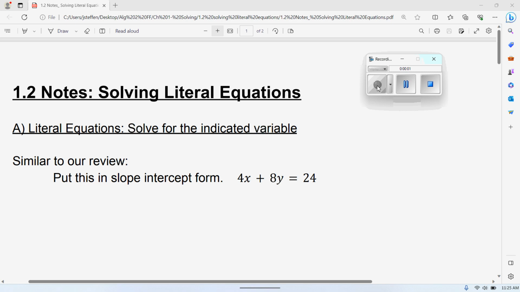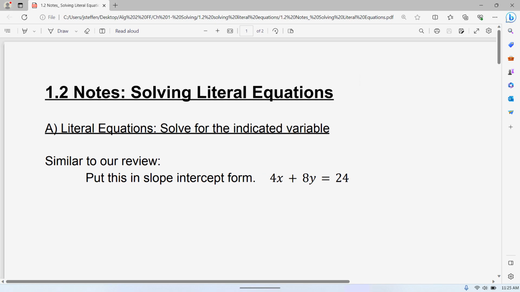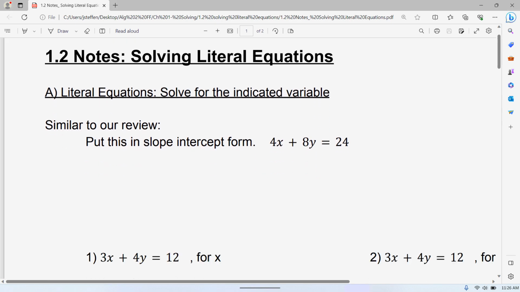We're going to start the next lesson. This is section 2 in chapter 1. This is over solving literal equations. We've done a tiny bit of this. Actually, we have not done any of this yet, so this is not part of our review.